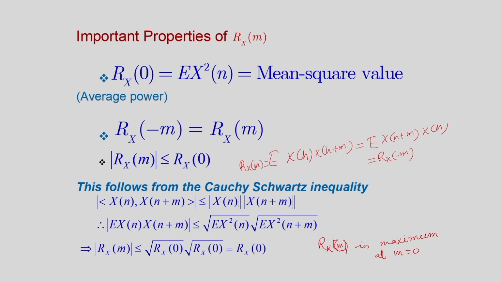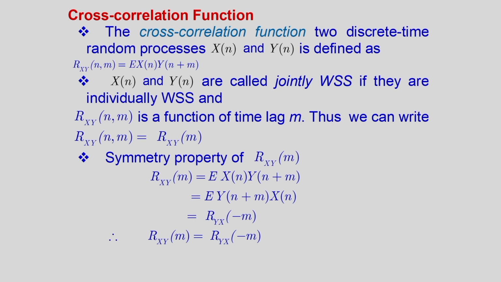There are other properties also, we will not discuss them. We can also consider multiple random processes, for example, x n and y n. If x n and y n are two random processes, then their correlation structure is given in terms of the cross correlation function. By definition, R x y of n, m, with arguments n and m, is the expectation E of x n into y n plus m. So, that way we can define the cross correlation function.